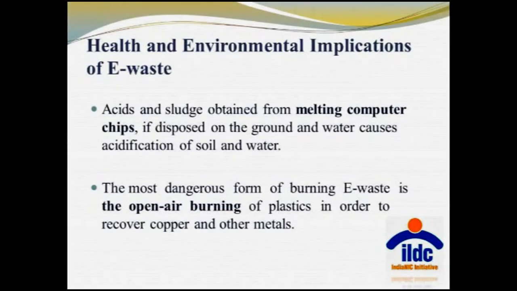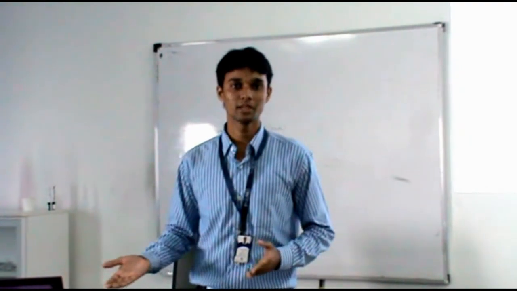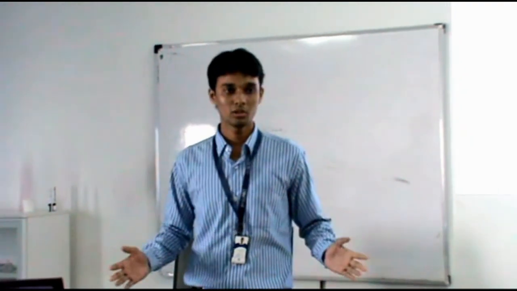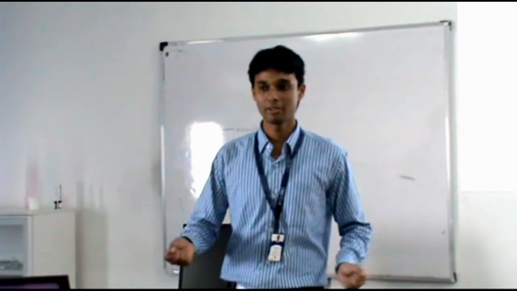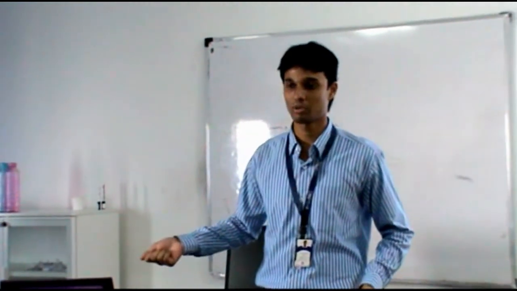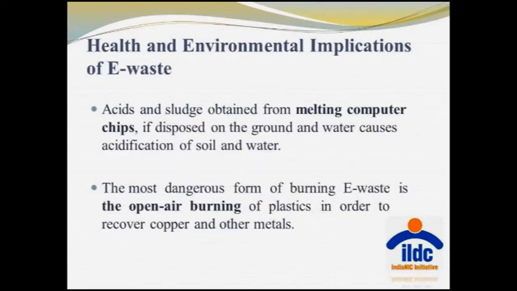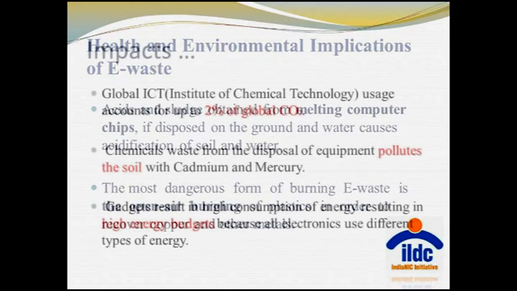Okay, so what are the environmental implications of e-waste? The problem is the melting of e-waste. During the recycling of e-waste, we have to separate the toxic material from the non-toxic material, which may be copper or other content. So we have to burn it to remove the copper from the plastic. The burning includes open air burning, or burning which causes acidification of the material. So there are two major health problems: the melting of computer chips and open air burning. These are the most major problems.